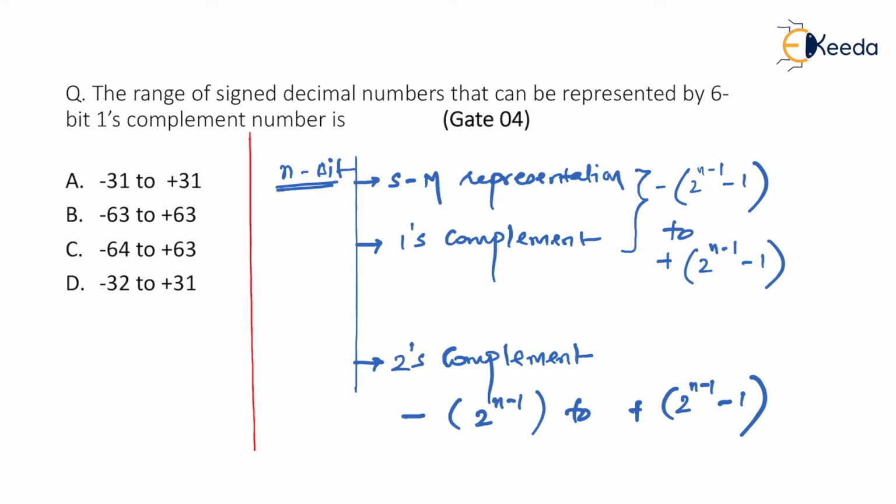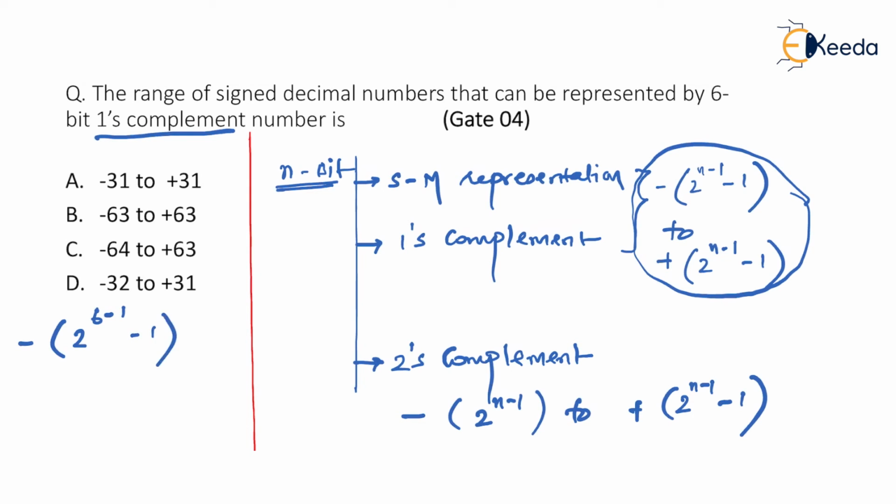Right now the question is related to ones complement number. So I have to refer to this formula only. Is that right? So just substitute the size of the number. Now it is 6-bit. It means the value of n is 6. So it comes out to be like this. Minus of 2 raised to 6 minus 1, minus 1, to positive of 2 raised to 6 minus 1, minus 1. So it comes out to be minus 31 to positive 31. So option number A is the correct option.